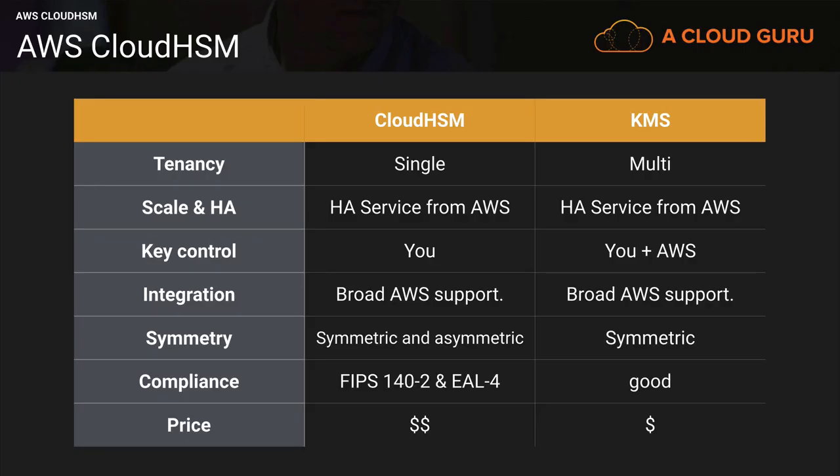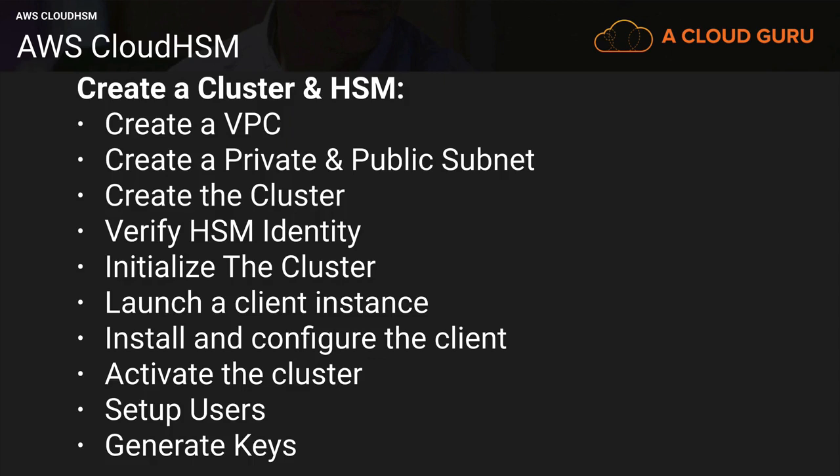So just a reminder of the differences between Cloud HSM and KMS. The tenancy for Cloud HSM is single, so it's dedicated hardware to you. It is highly available. We're going to go in and create a cluster. We will need to log into our VPC and create a new subnet in which we can provision this cluster, because we want a different subnet in a different availability zone that's still a private subnet. The great thing about Cloud HSM is you have full control of the keys. It's supported by AWS. You can have symmetric and asymmetric keys, and it allows you to be FIPS 142 and EAL4 compliant.